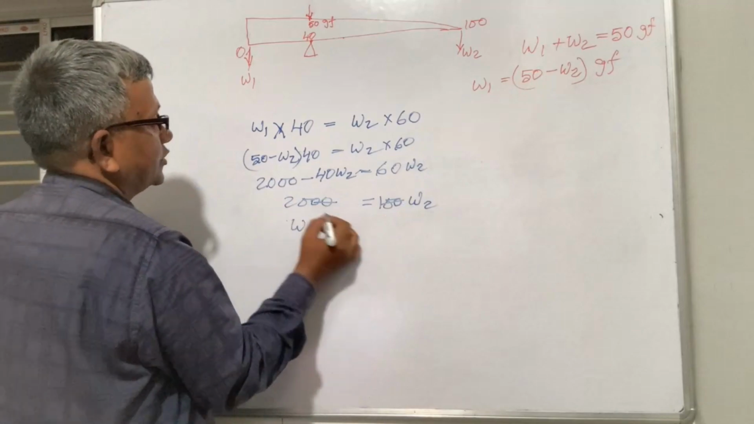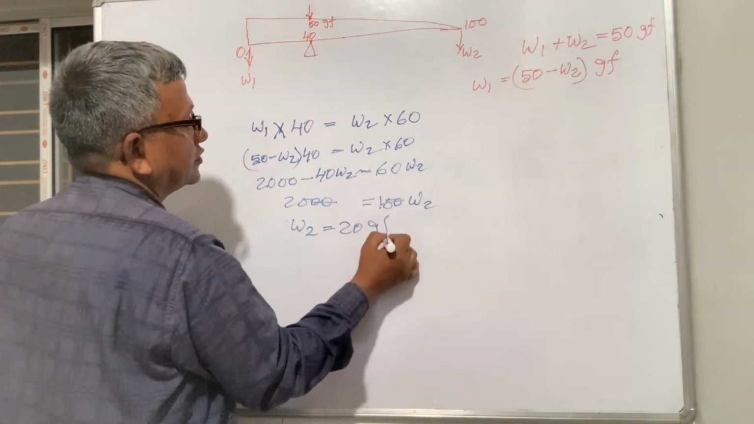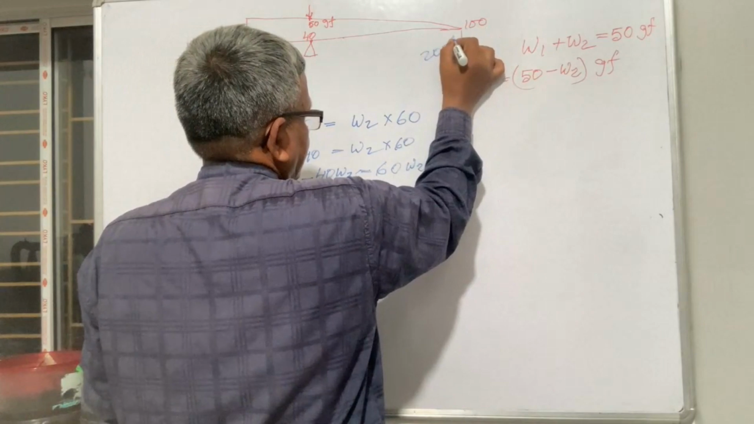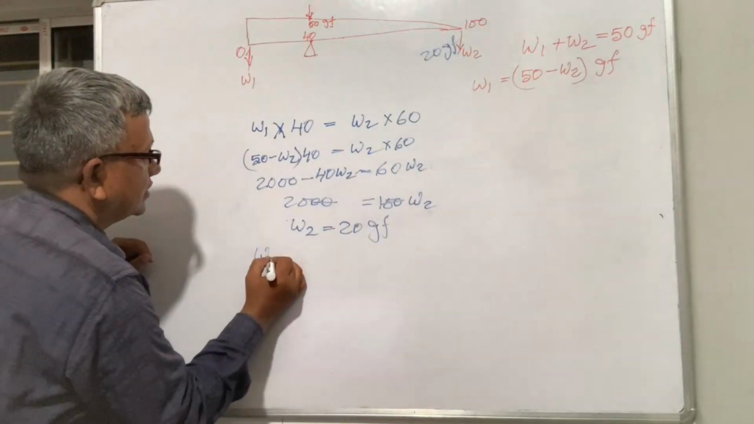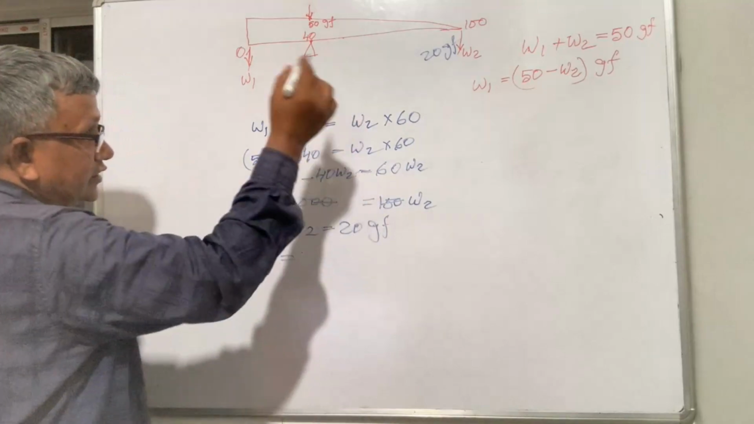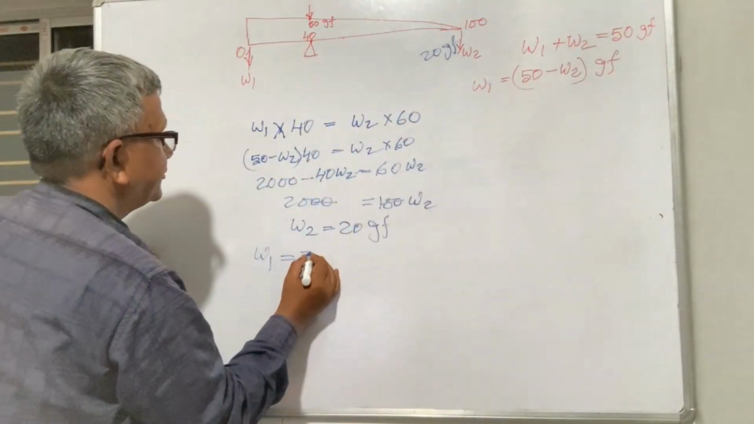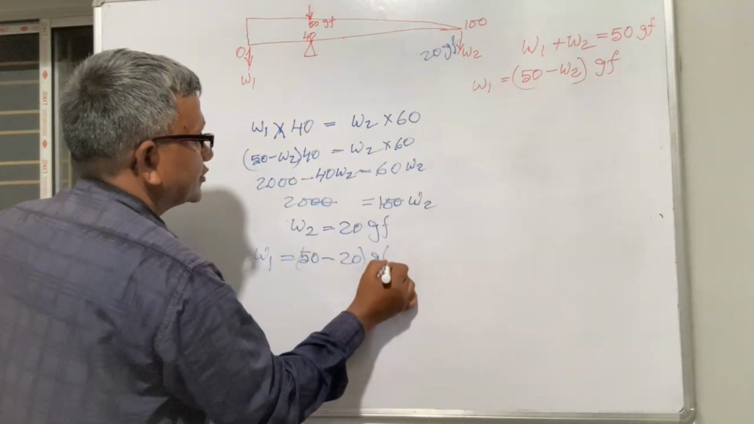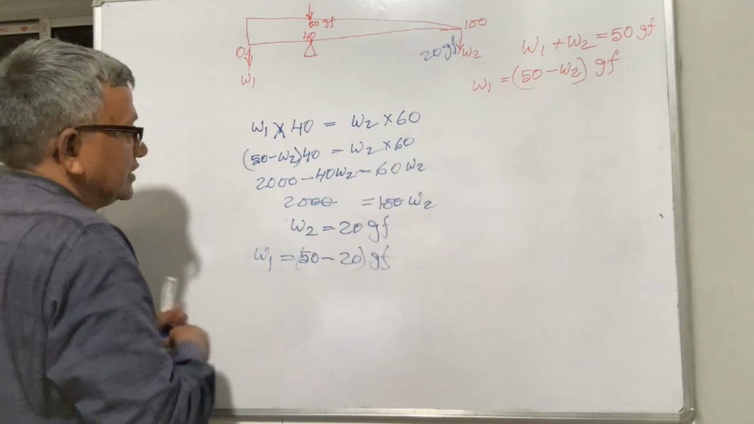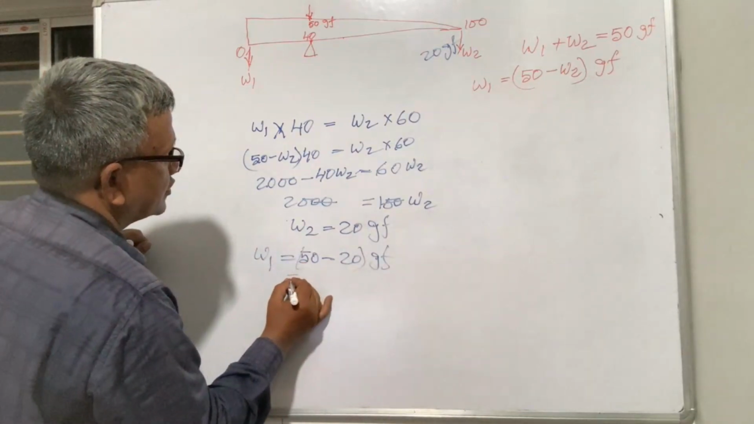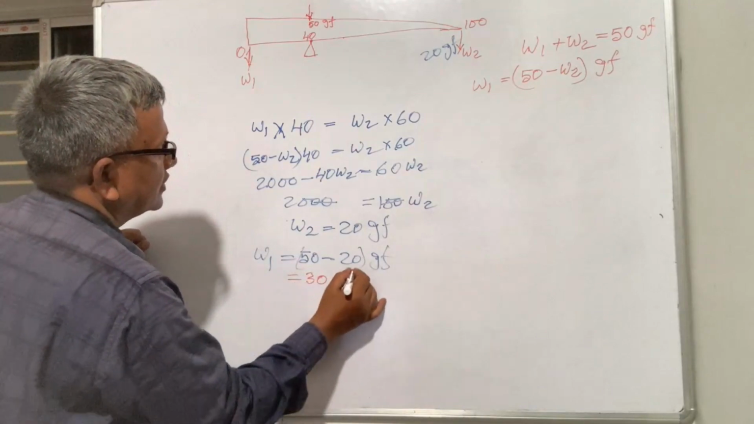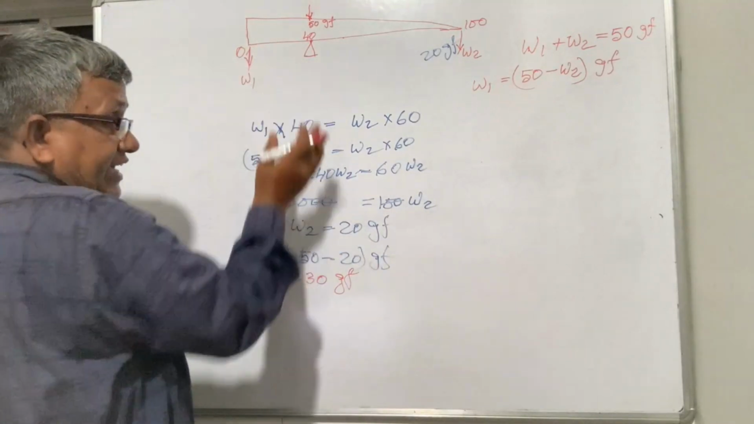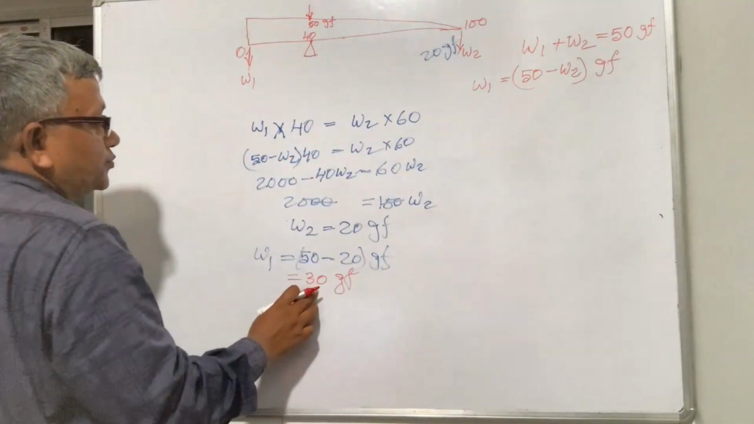W2 is 20 gram force. W1 plus W2 is 50, so 50 minus 20 gram force. This is 30 gram force. More than 25 gram force. Of course, because it is non-uniform, it is more than 25, this part is 30 gram force.